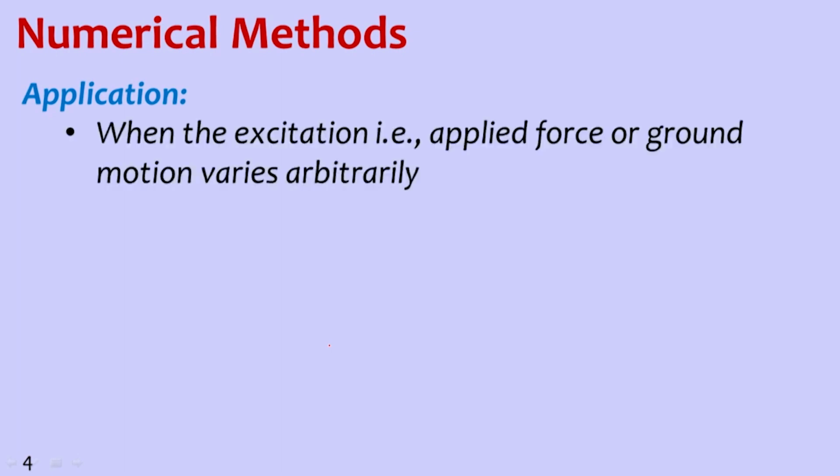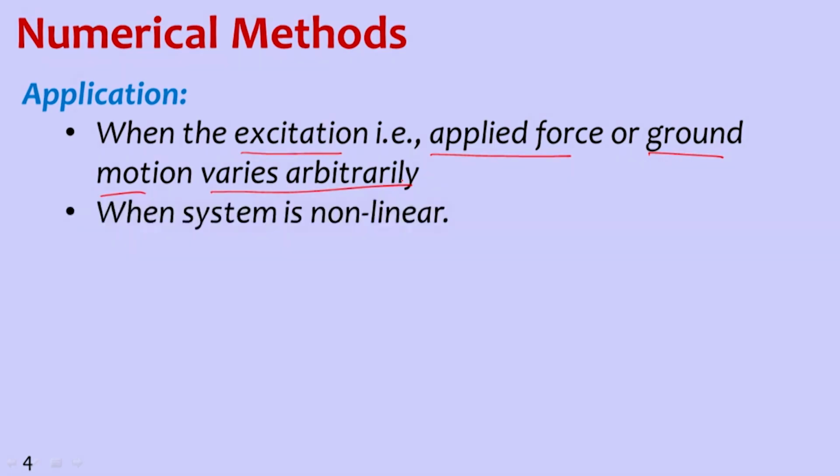What are the applications of numerical methods? When do we apply numerical methods? We apply numerical methods when the excitation, the applied force or ground motion, varies arbitrarily. When it is varying arbitrarily, we cannot go for the classical method or other methods. The second case is when the system is non-linear. All the other three methods can more or less be used to find the response to arbitrary force also, but when the system becomes non-linear, then we have to rely on numerical methods.